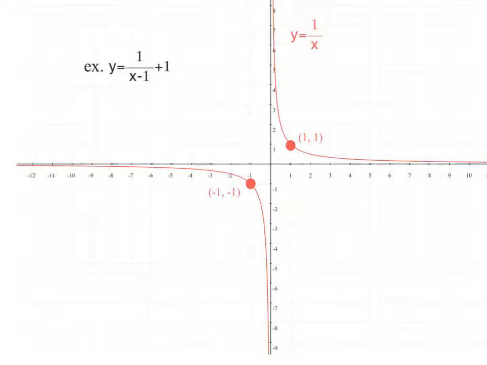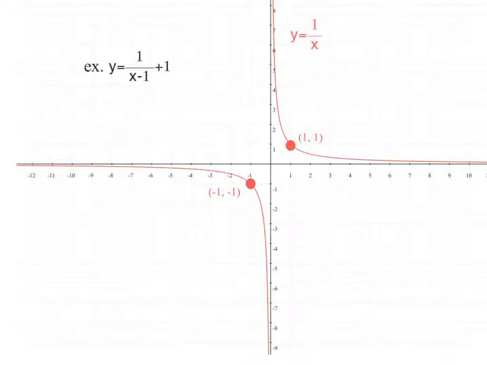Now you don't see parentheses on this problem, but they're there. We assume that anytime you have a denominator, there are parentheses in that denominator. So h is actually positive 1 down there. The number added at the end would be the k value. So this one's going to shift to the right 1 unit and up 1 unit.